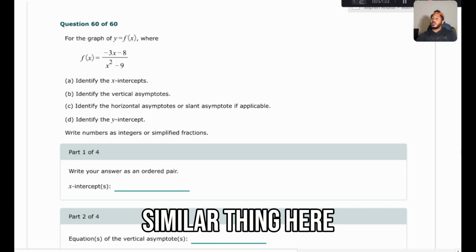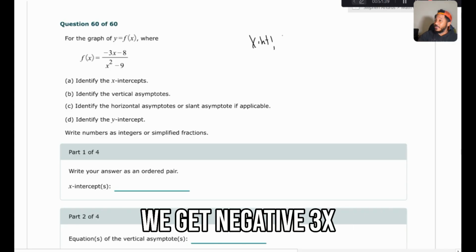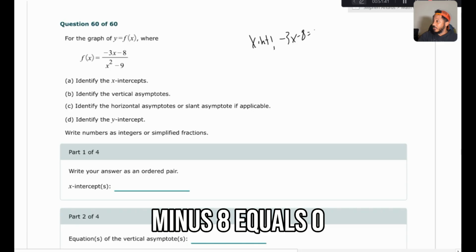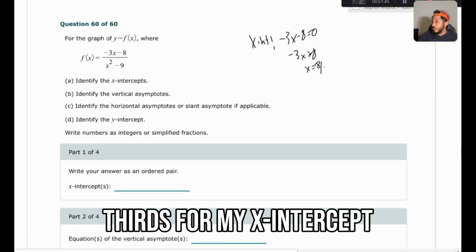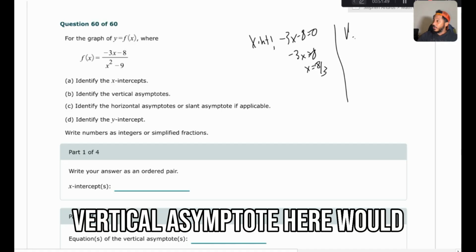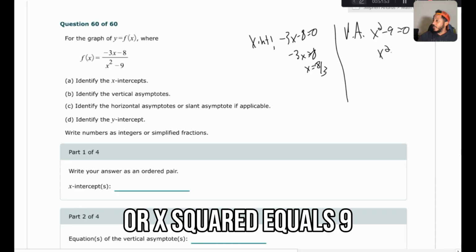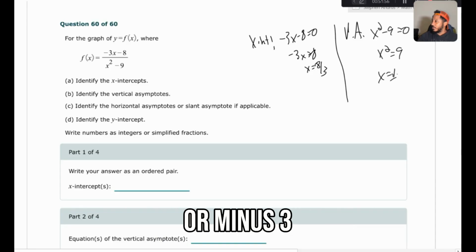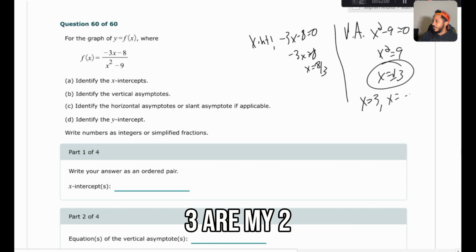Okay, last one. Similar thing here, right? To find the x-intercepts, we just have the numerator equal 0. So we get negative 3x minus 8 equals 0. Adding 8, negative 3x equals 8. So x equals -8/3 would be my x-intercept. To find the vertical asymptotes, we just have the denominator equal 0. So x squared minus 9 equals 0, or x squared equals 9, so x equals plus or minus 3. So x equals 3 and x equals negative 3 are my two vertical asymptotes.